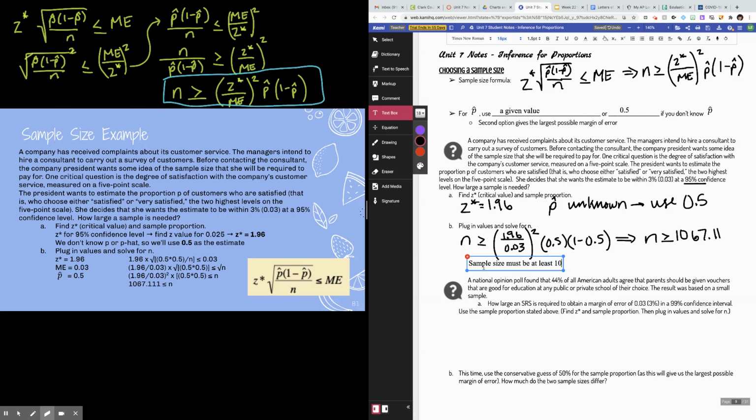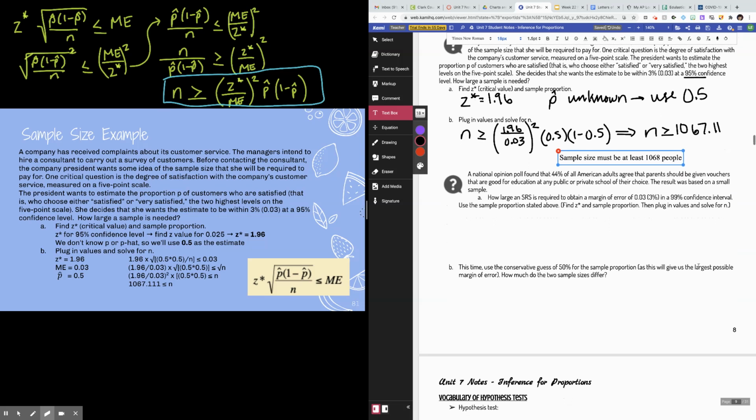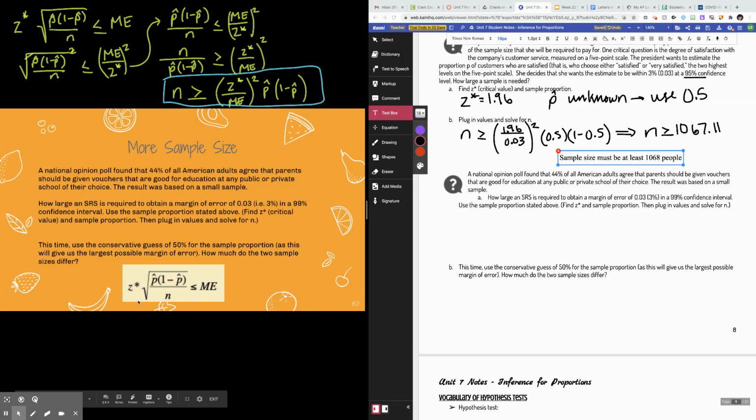Okay, so sample size must be at least 1,068 people, right? You can't round down here, because we're saying n has to be greater than or equal to this value. So if you round down, then your inequality is not satisfied. Okay, so we've got one more here. What I want you to do is try this out. So go ahead and pause the video, give this a try, right? Try this question and then check back with me to see how you did.